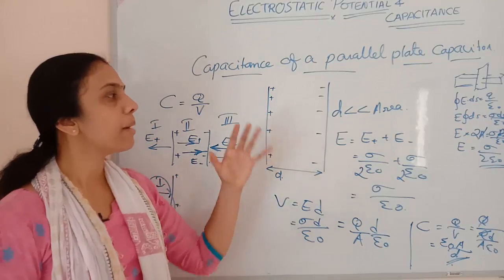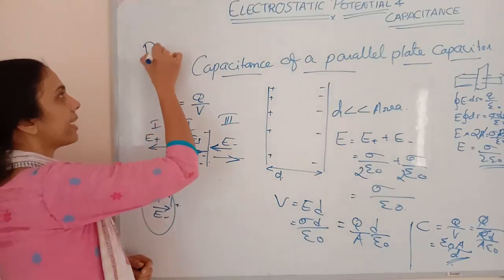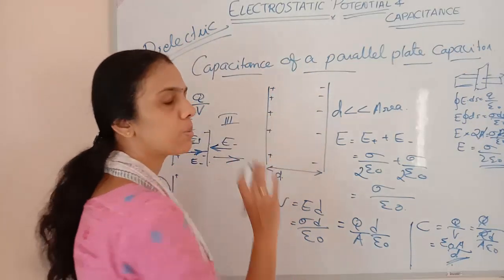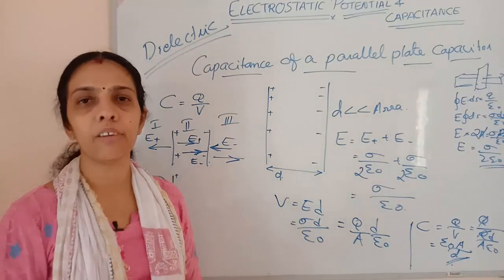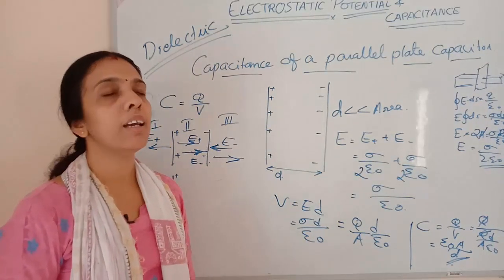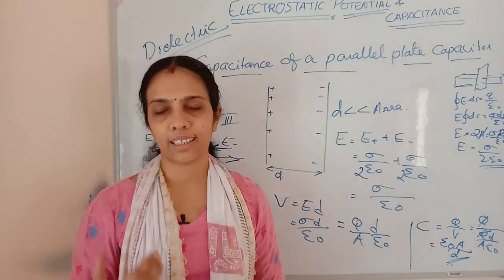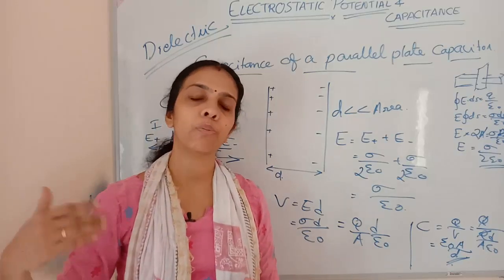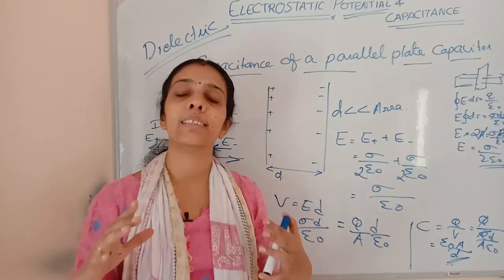Now, if I keep a dielectric in between them, what is this dielectric? Next, I am going to keep a dielectric between these plates. So what will happen? Dielectric means it's an insulator. If I keep an insulator in between the plates, what will happen? In electrostatics we already learned about dielectrics. Insulator means it won't be conducting, so charges won't flow from one point to another. The charges will exist and retain there itself.